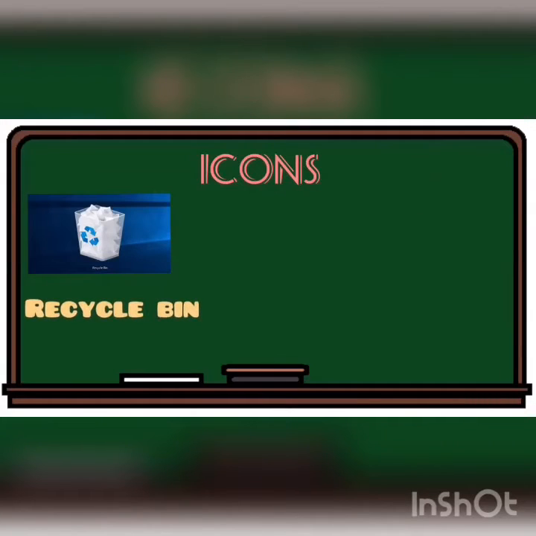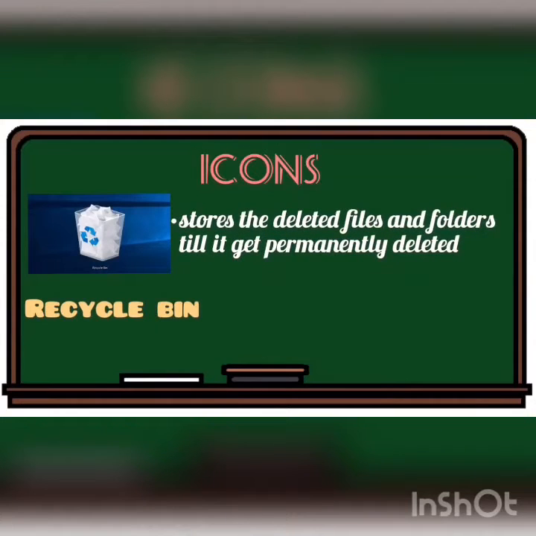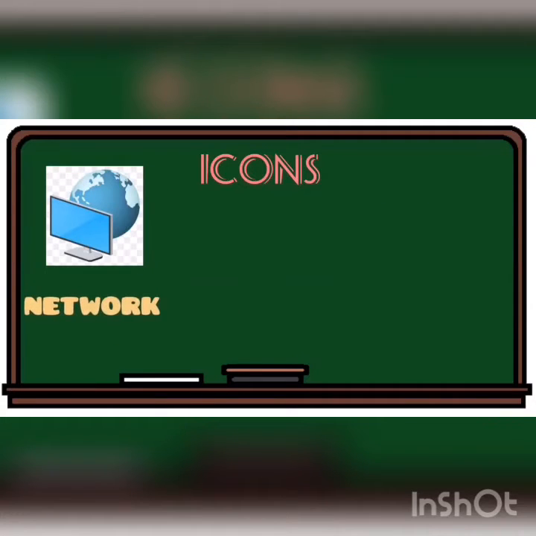The next icon is the recycle bin. What is the use of the recycle bin? It acts like a waste paper basket. Whatever files we delete, everything will get stored in the recycle bin. Until we delete it permanently, it won't go from the recycle bin. That's why we call it a waste paper basket.